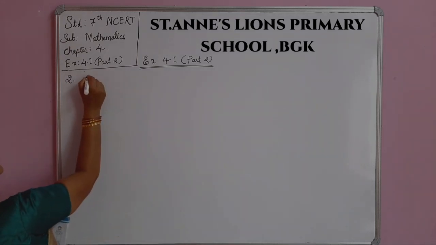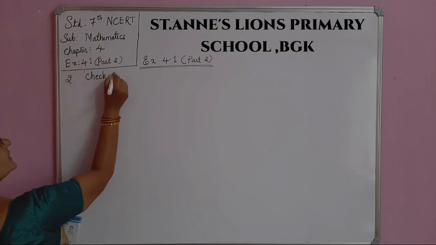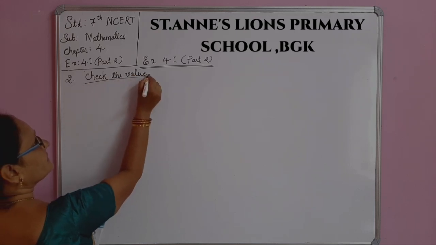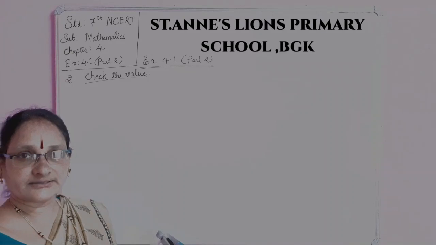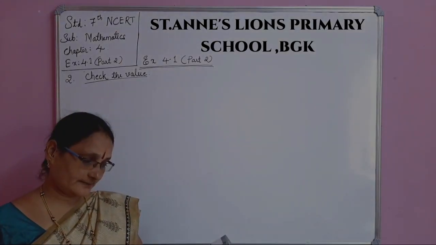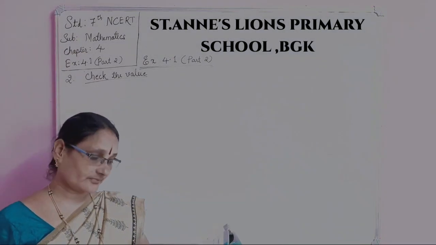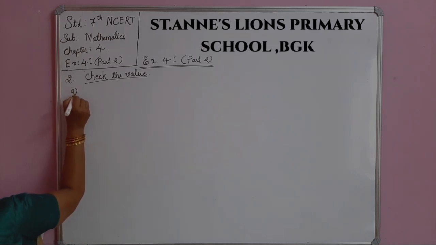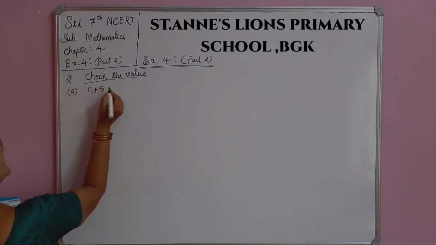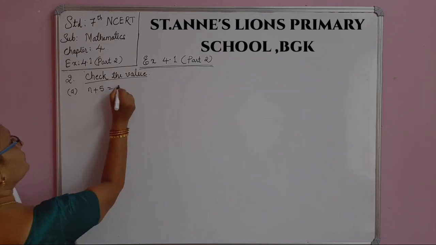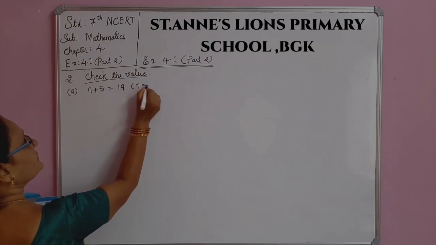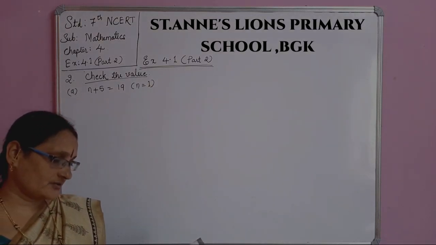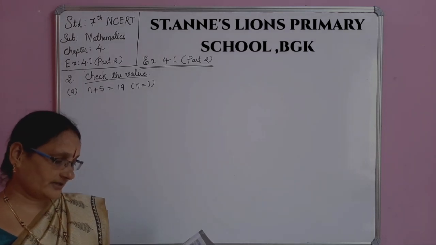Check the value. I will write a small heading since I have less space here; you write the full heading. What we have to do here: in the bracket they have given one value. See the first one, n plus 5 is equal to 19. Here the value is n equal to 1. What we have to do? Check whether the value given in the bracket is a solution to the given equation or not.